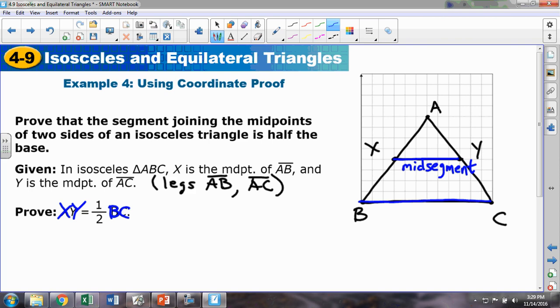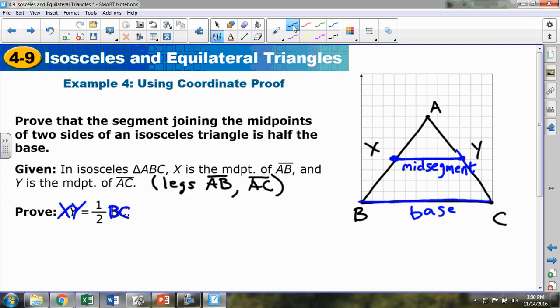It's given its name because X was a midpoint, Y was a midpoint, and so it's a segment that connects a pair of midpoints, hence mid-segment. This part down here was our base, and so the statement that the mid-segment is half as long as the base is actually a theorem we're going to work on down the road. This is kind of hinting towards it right now.